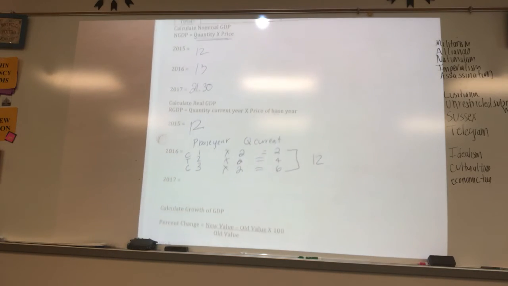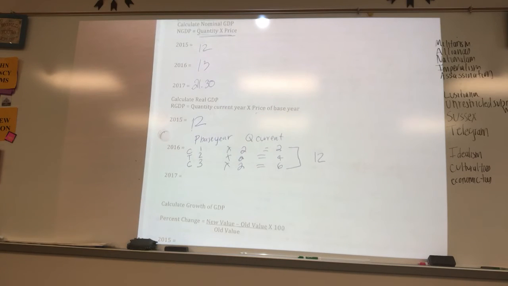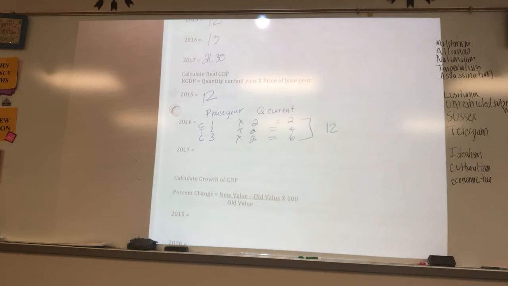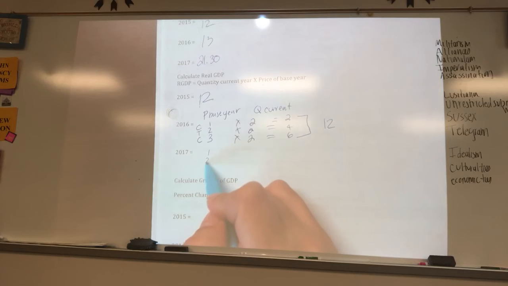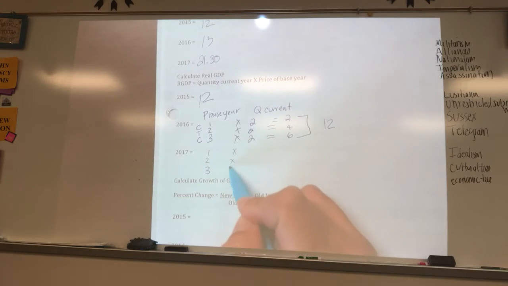Whoa, did we really have inflation? No, we just got more quantity. Okay, now for the next one, you are gonna multiply times the base year again. What is it? 1, 2, and 3. What are the quantities? 3, 3, 3.